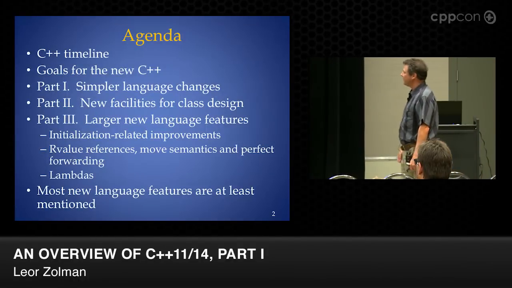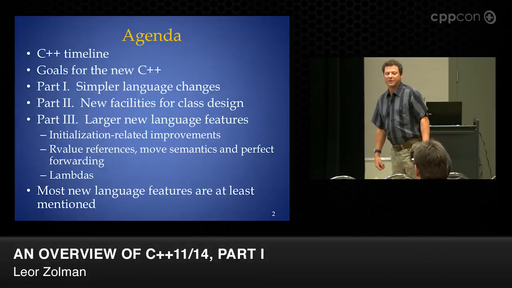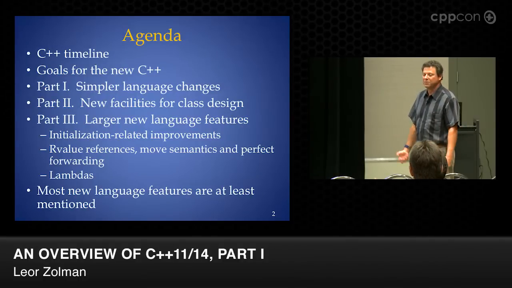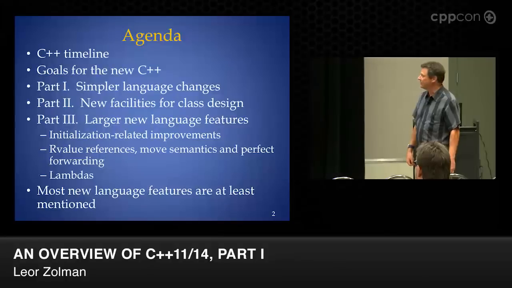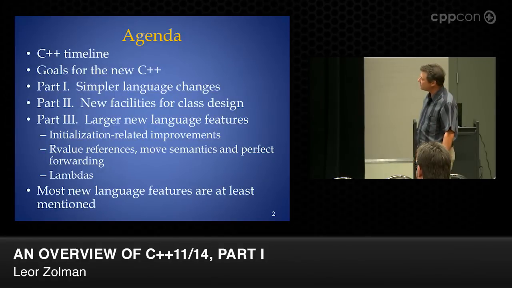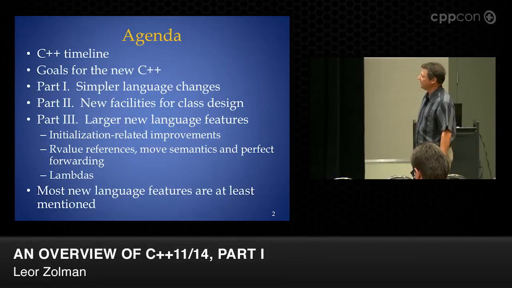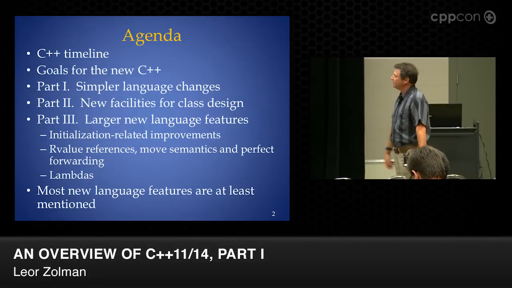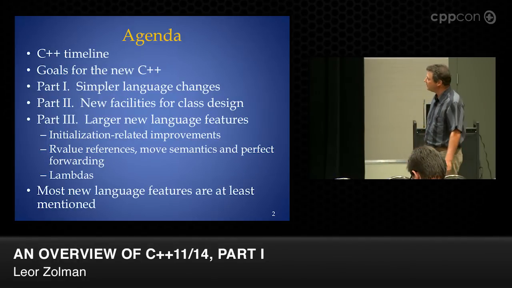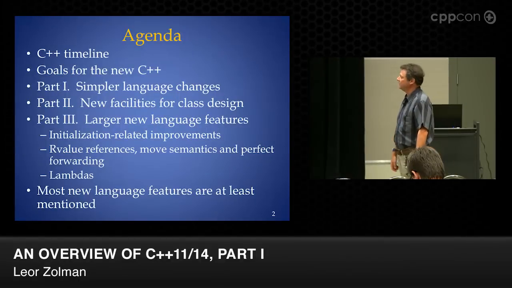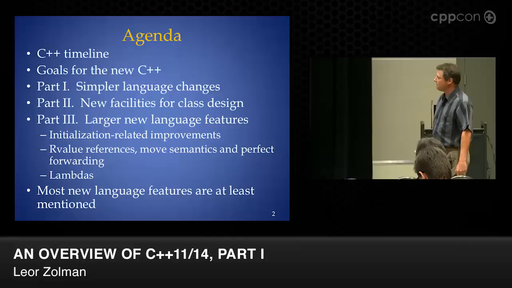Part two, facilities for class design, to make the relationships between classes a little bit clearer and harder to make errors that lead to runtime debugging. And part three are the larger features. So that's broken into features relating to initialization, move semantics, and lambdas.